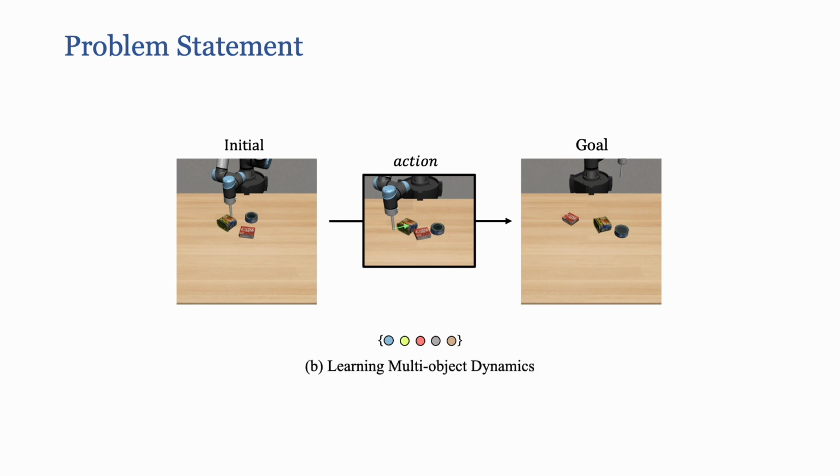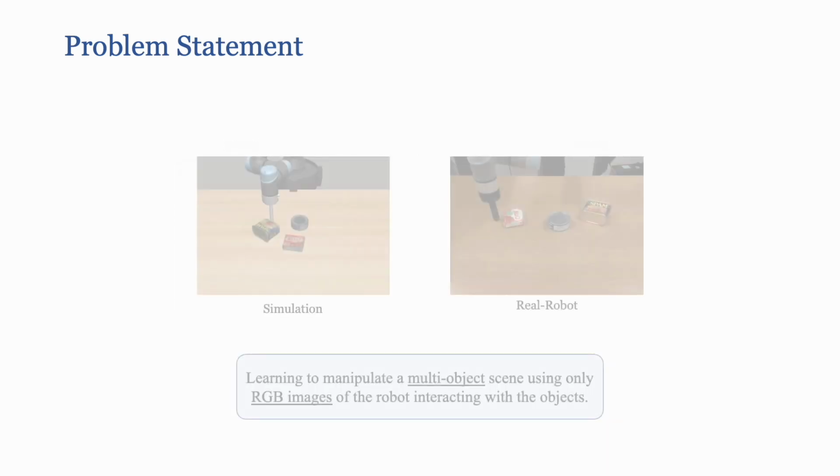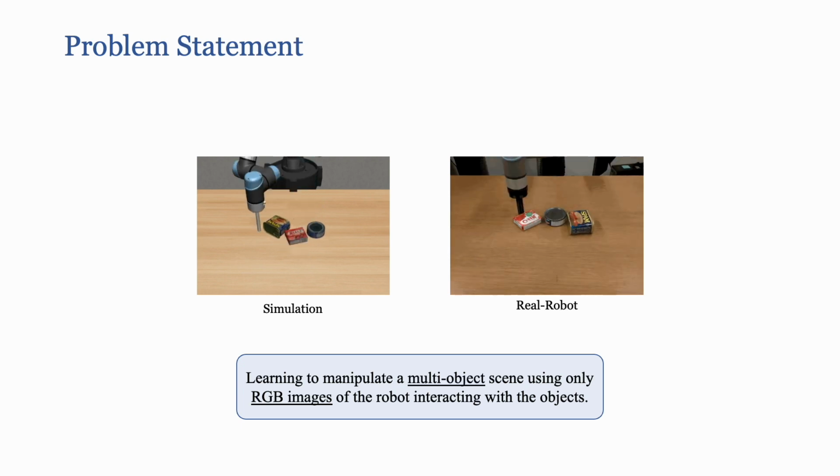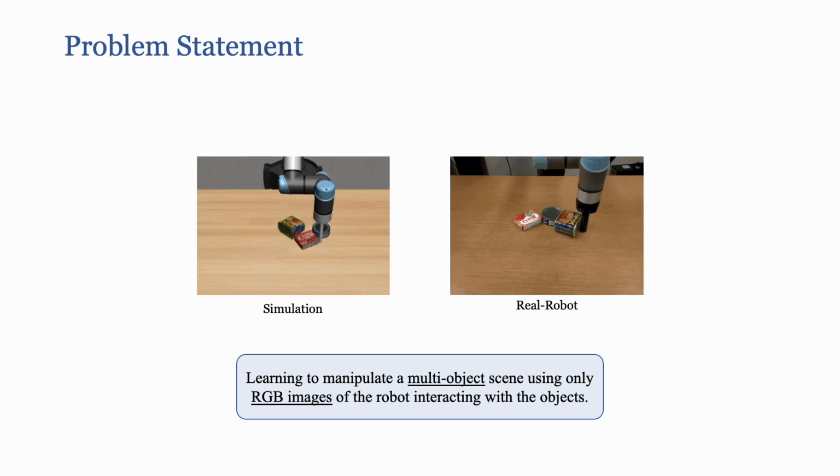And second, we utilize the discovered slots to learn multi-object dynamics and predict the future state of the scene after applying a pushing action. In summary, we introduce a novel unsupervised framework for learning goal-directed multi-object manipulation using only RGB images of a robot interacting with objects. The details of the two stages in our framework are as follows.